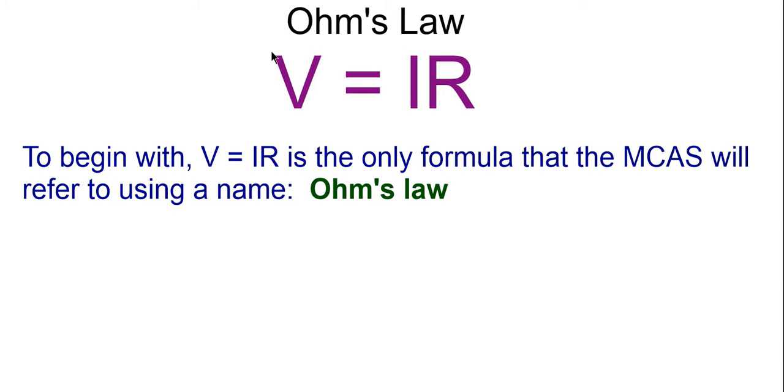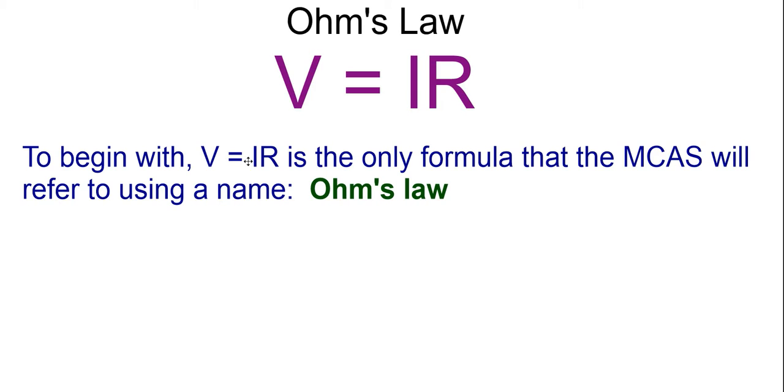Ohm's law has a formula, V equals IR, that is by far the most important formula in electricity. It may be the most important formula on the MCAS. It's first or second. Now there's something unique about it that I want to explain.